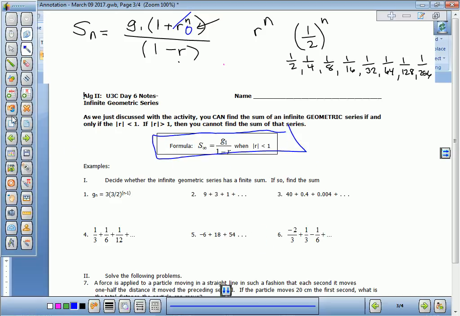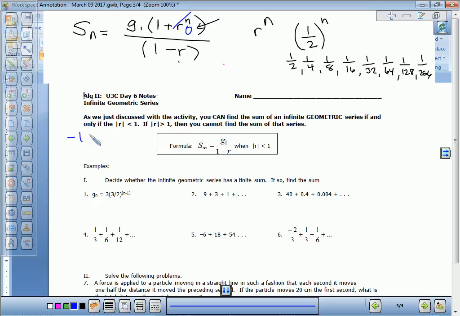And this formula only works in those 2 situations we looked at. It only works when the absolute value of the ratio is less than 1. So what does that mean? That means that ratio has to be somewhere between -1 and +1. And if it is, as this gets infinitely larger, this is basically 0. It approaches 0. And so that's where this formula comes from. The infinite sum formula.